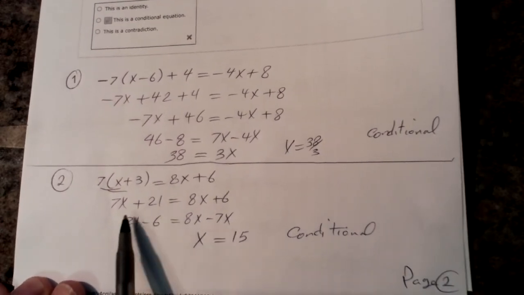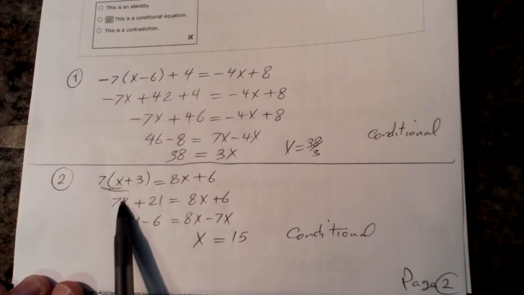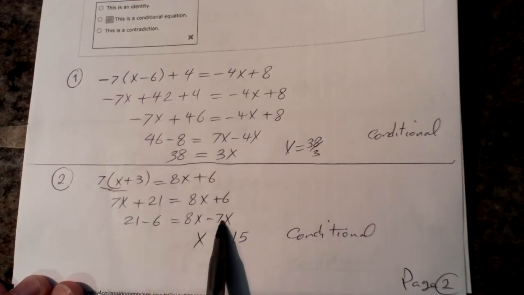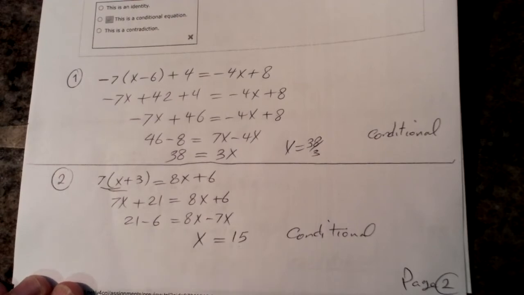Next problem. See, you have 7x and 8x. Which one is larger? 8x. So I move 7x to that side. That becomes -7x. +6, you move it here as -6. So x is 15. It's conditional because you come up with the answer.